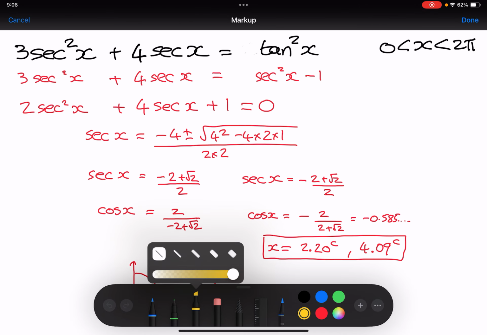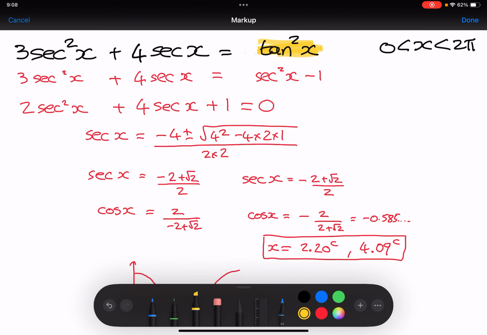So like I say, I have decided to turn that tan squared into a sec squared minus 1, so that it matches up with the rest of this equation. I've then subtracted sec squared from both sides. So this 3 sec squared became a 2 sec squared. I've then added the 1 to both sides. So we've now got a nice quadratic in terms of sec. Now this quadratic won't factorise like the last one did. So you can see here I've used the quadratic formula.